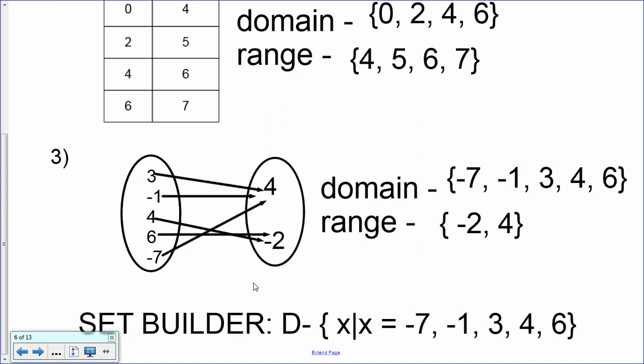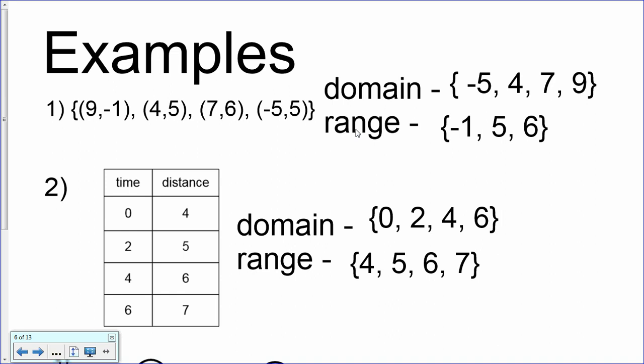Here is what set builder notation would look like for the domain of this. So if I had to write in set builder notation, I'm going to write x such that x equals, and these are all the numbers it can equal. Okay? If I was going to do the range, I just have y's where the x's are and put what y equals. Okay? Did I have that for anything else? No.